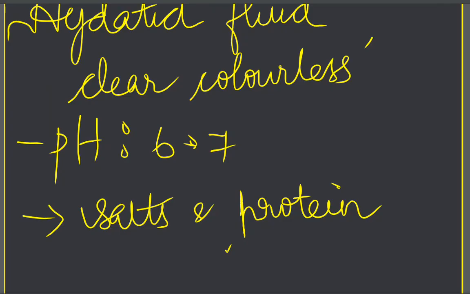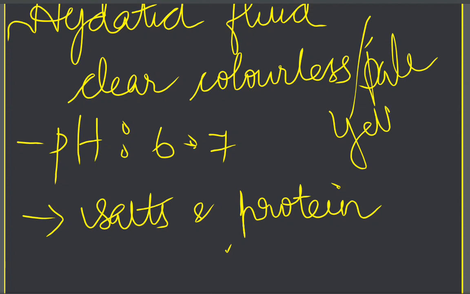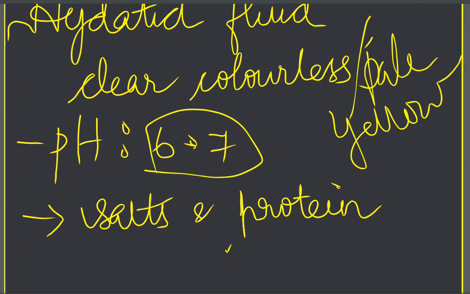Let's see about the hydatid fluid. Hydatid fluid is a clear, colorless or pale yellow fluid. The pH of the fluid is 6.7, so it indicates it is acidic in nature.